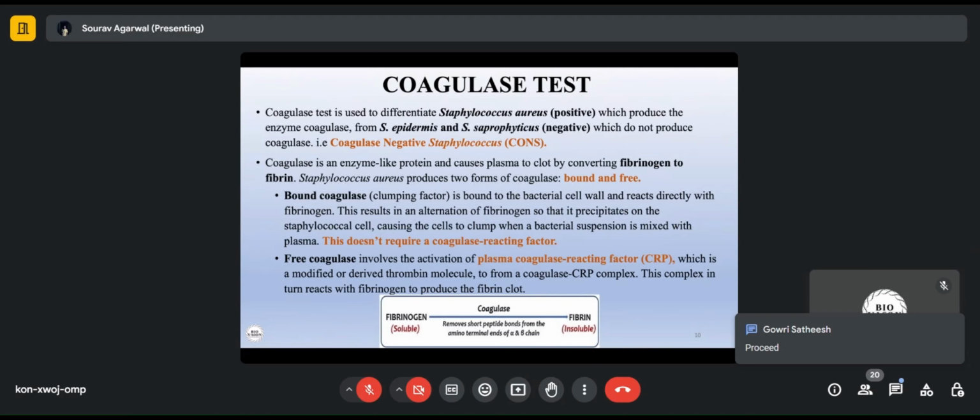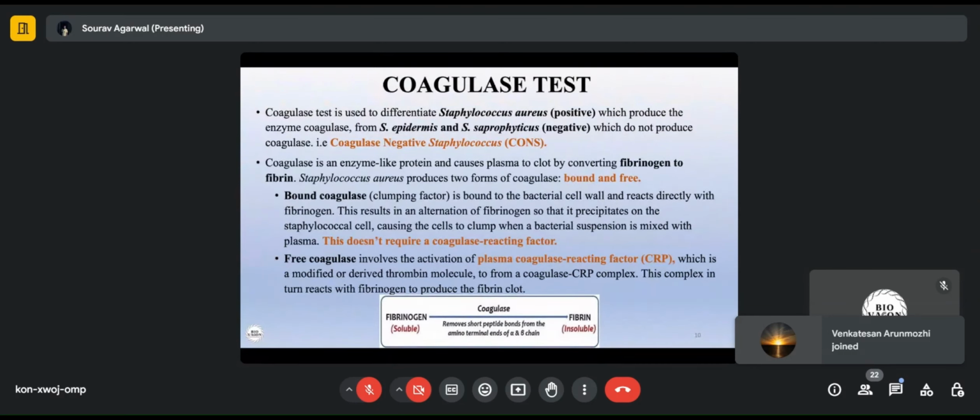Okay, proceed. So the next test is the coagulase test. Coagulase is an enzyme-like protein that clots plasma by converting fibrinogen to fibrin. This test is majorly done to differentiate between Staphylococcus species. Staphylococcus aureus is a coagulase positive organism, and Staphylococcus epidermidis and Staphylococcus saprophyticus are coagulase negative organisms.